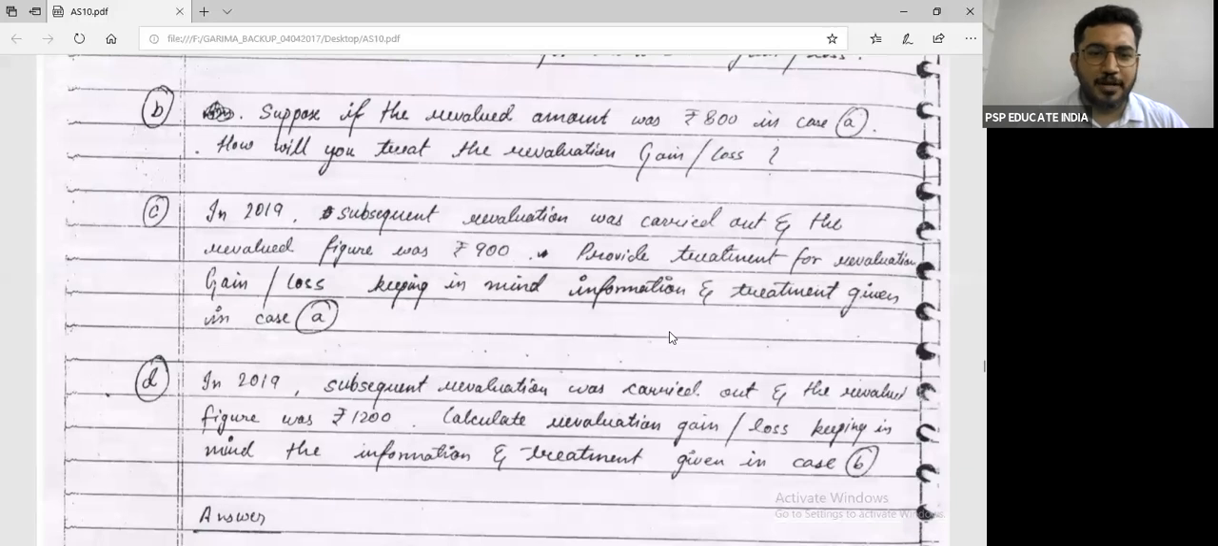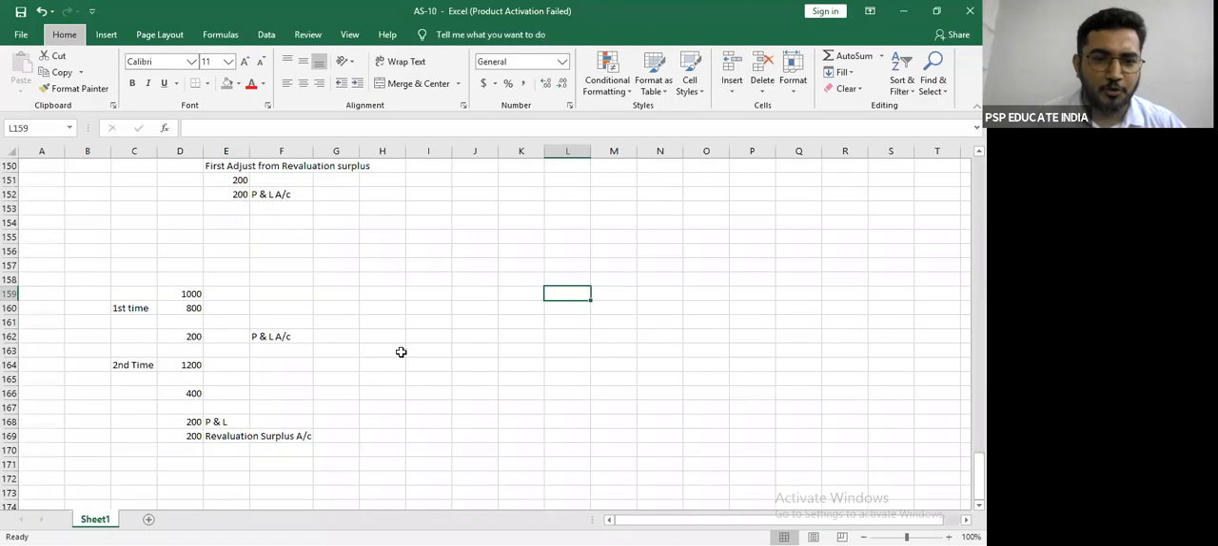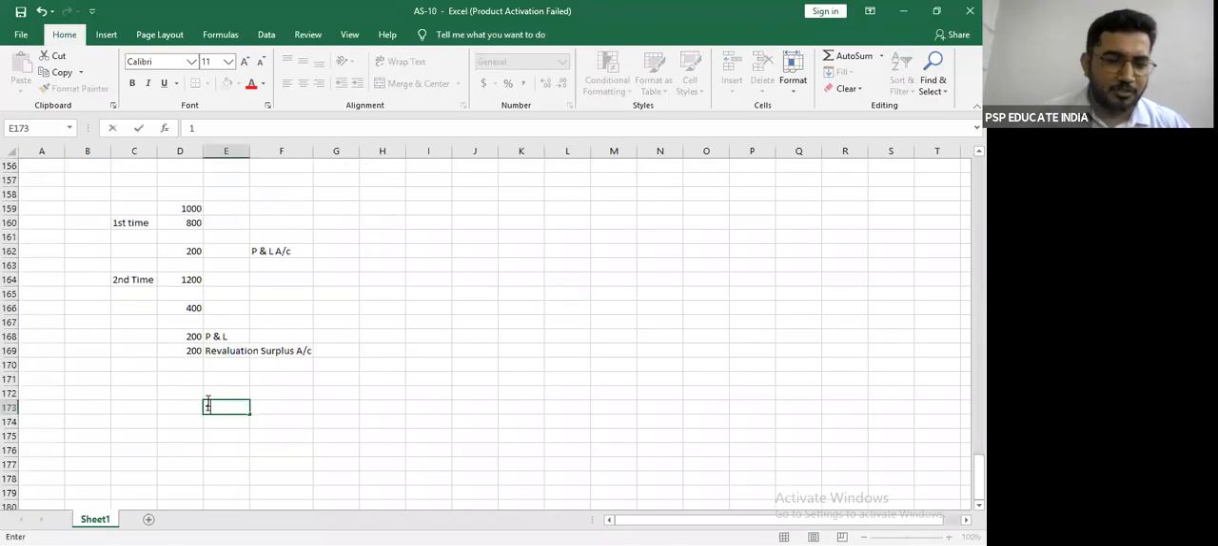In 2019, subsequent revaluation was carried out and the revalued figure was 900. Provide treatment for revaluation gain or loss, keeping in mind the information and treatment in case A. Let us recall case A. Earlier it was 1000, new value was 1500. 500 we credited to revaluation surplus account. Yes, Raj. Now what should we do?